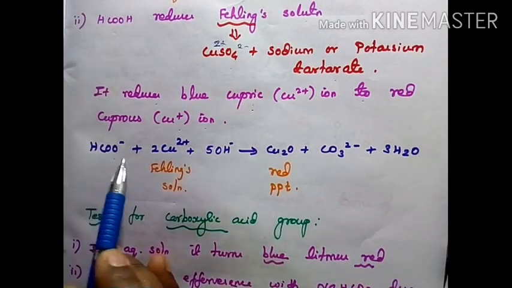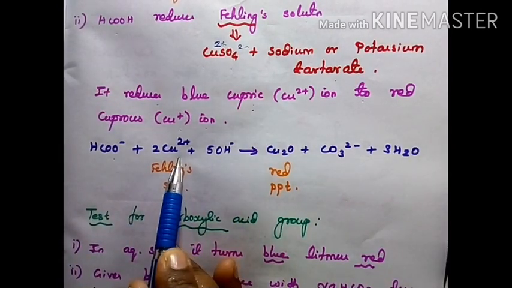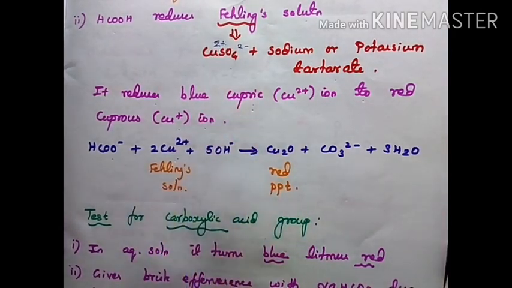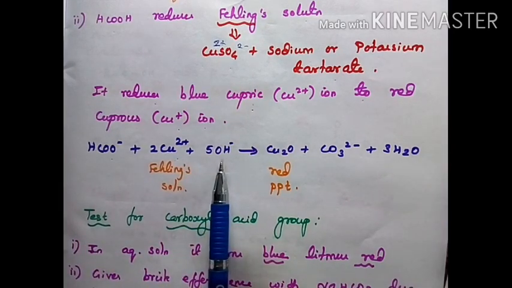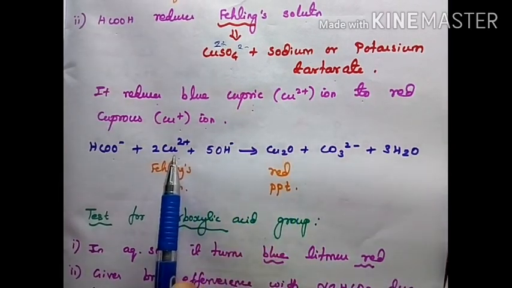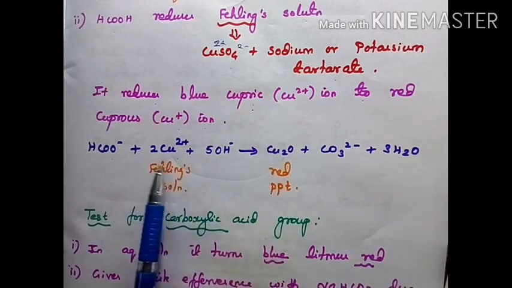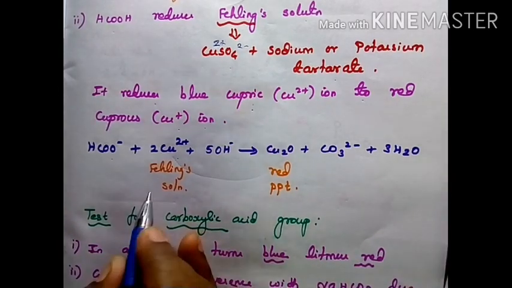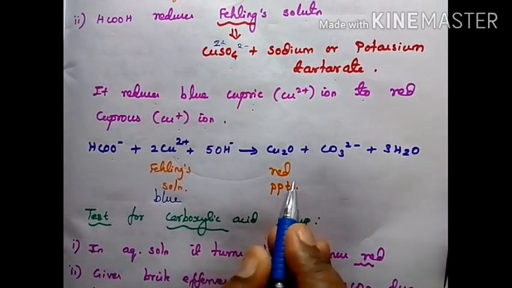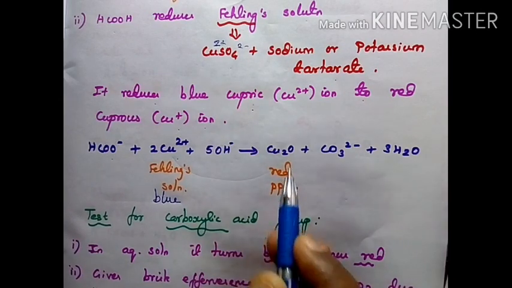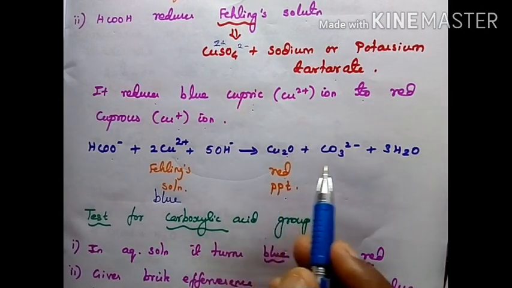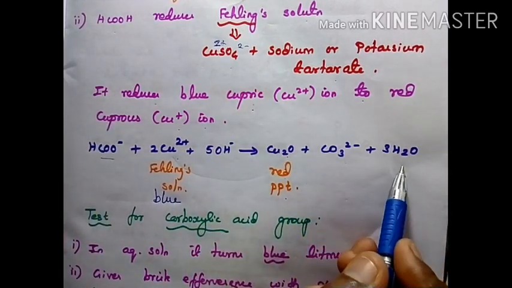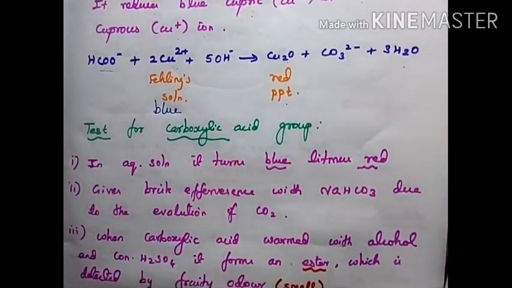HCOO minus plus 2Cu2 plus, copper sulfate, cupric ion, in base medium. This cupric is reduced to cuprous. The cupric ion, which color is it? Blue color. Blue colored cupric ion. And it forms a red colored cuprous. And this gets oxidized to carbonate, with the removal of water.